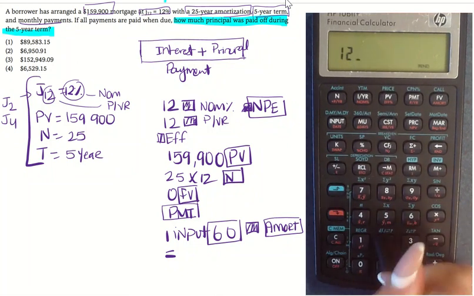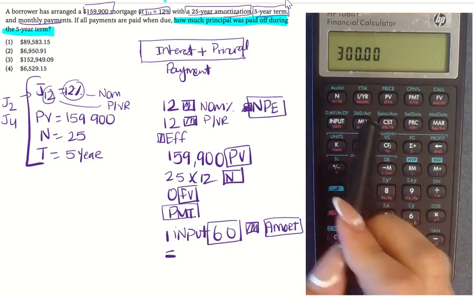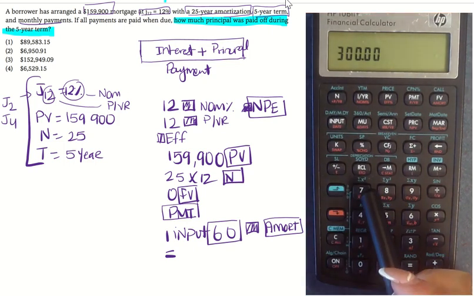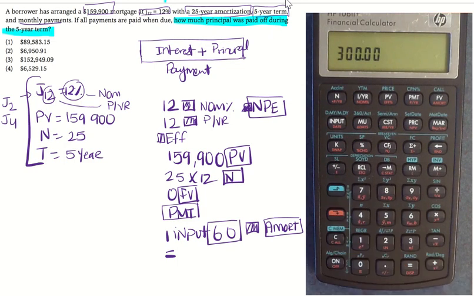25 times 12 is our N. Why did we multiply it by 12? Because we are talking about, here if you look at here, it's monthly. So your term in years has to be converted into months as well.